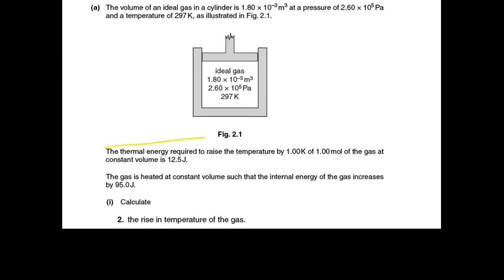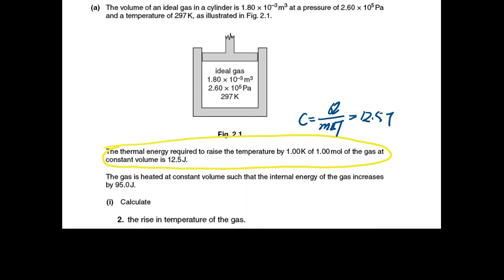Let's take a look at this line. The thermal energy required to raise the temperature by 1 Kelvin of 1 mole of gas at a constant volume is 12.5 joule. That is the definition of specific heat capacity. Specific heat capacity is the thermal energy needed to raise the temperature by 1 Kelvin over 1 mole or 1 kilogram of substance. So that is 12.5 joule per mole per Kelvin.